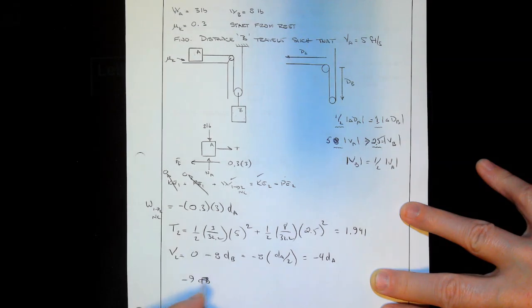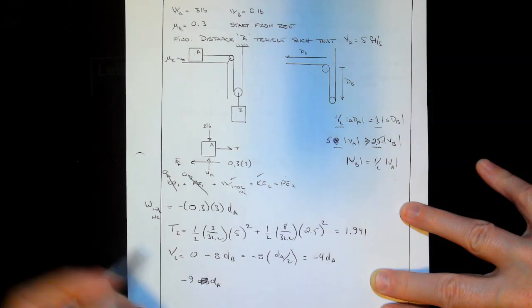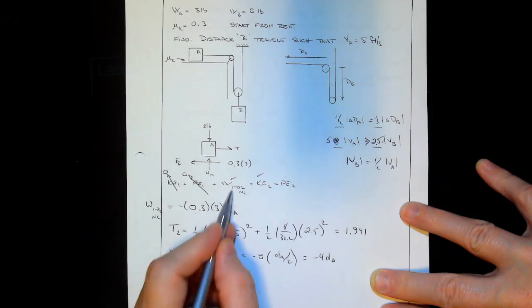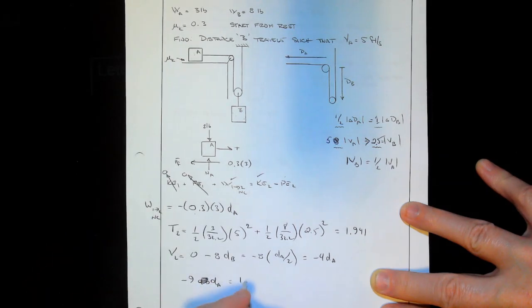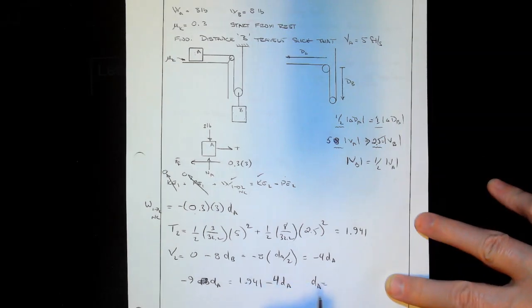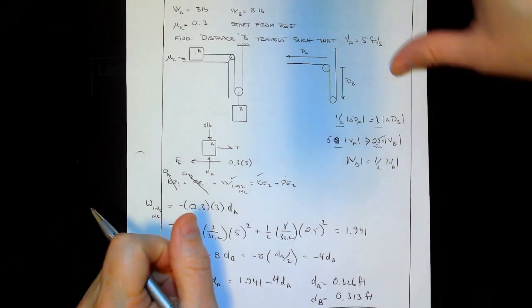Oops. That's coming from up here. Equals 1.941 minus 4 dA. Solve. Get dA is what? 0.626 feet. Solve for b, which is just going to be half of that, 0.313 feet. All done.